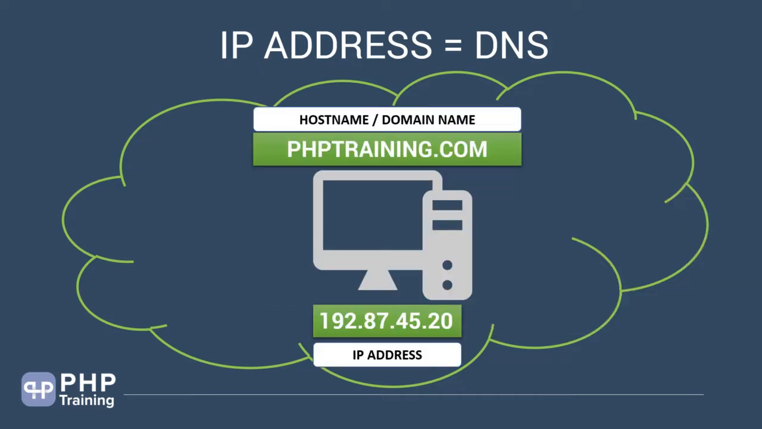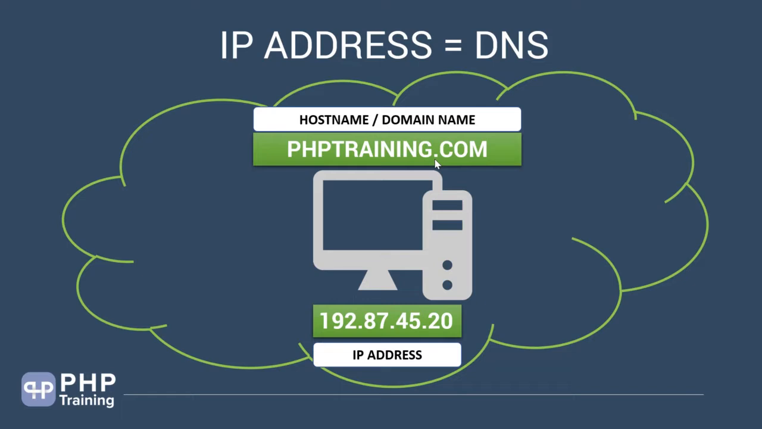Okay, so let's take an example. We have a computer in the internet having this IP address. We can assign a host name or a domain name. You can even call this domain name or host name something like phptraining.com. And once this name is assigned to this IP address, if you have to find the phptraining.com server, you don't have to remember the IP address now. You only have to say phptraining.com and you will connect to my computer.